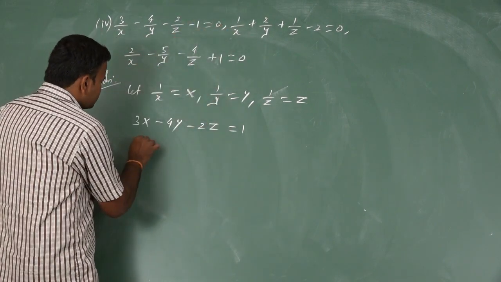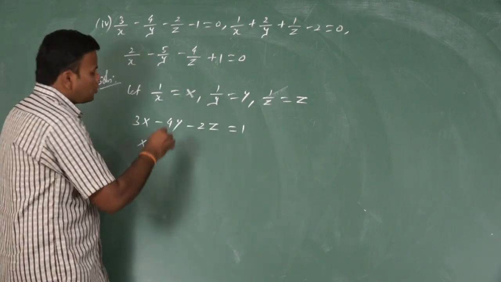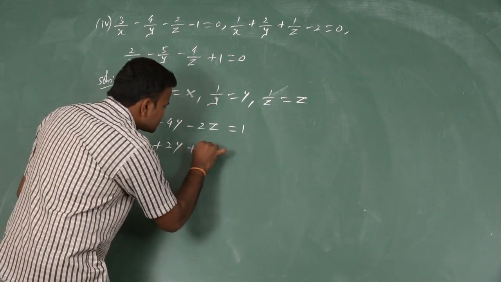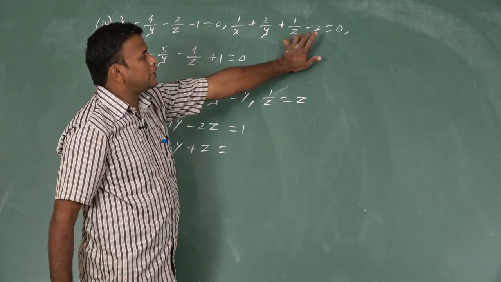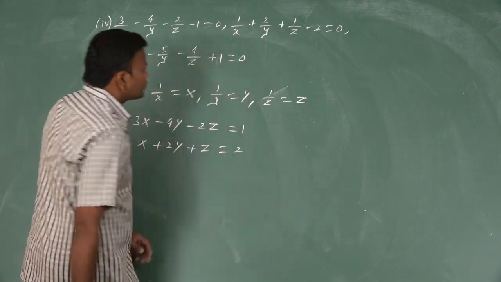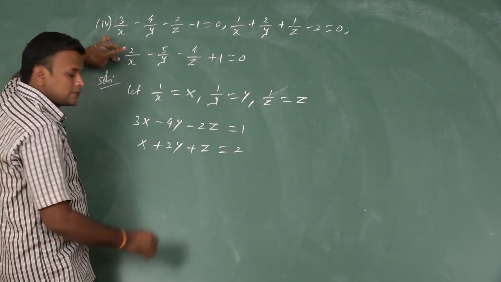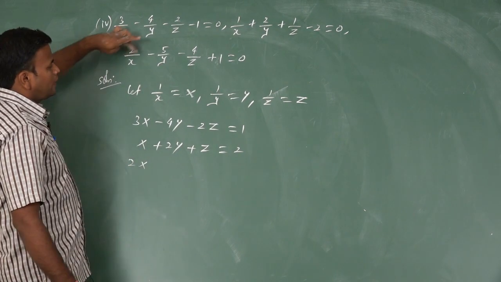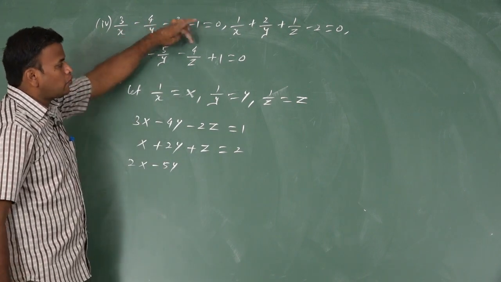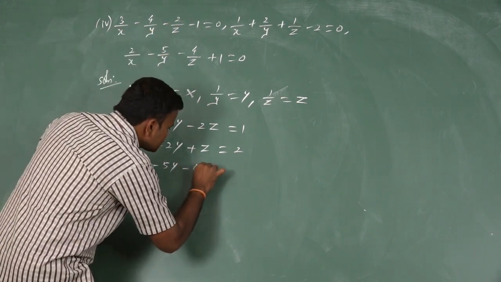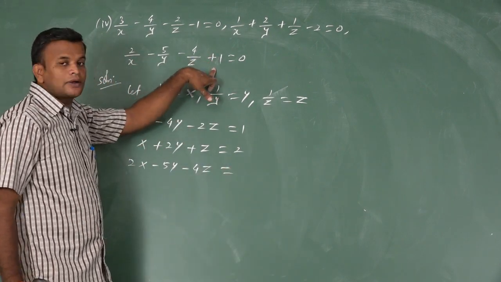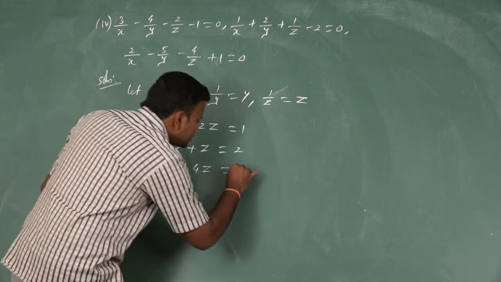Now we move to the second equation. 1 by x becomes capital X. 2 by y becomes plus 2Y. Plus 1 by z becomes plus Z. You see here also the constant minus 2 lies in the LHS. The minus 2 goes to the RHS as plus 2. Now we come to the third equation. 2 by x becomes 2X. Minus 5 by y becomes minus 5Y. Minus 4 by z becomes minus 4Z. And also you see plus 1 lies in the LHS as a constant. It goes to the RHS and becomes minus 1.